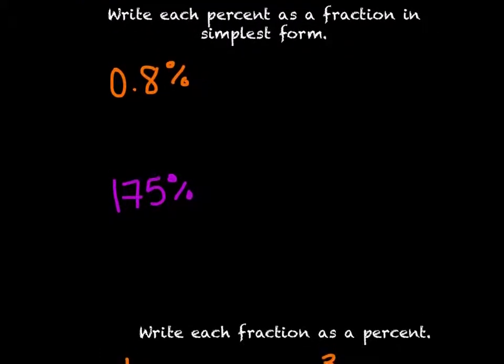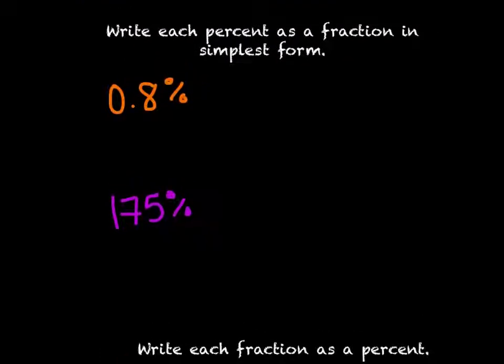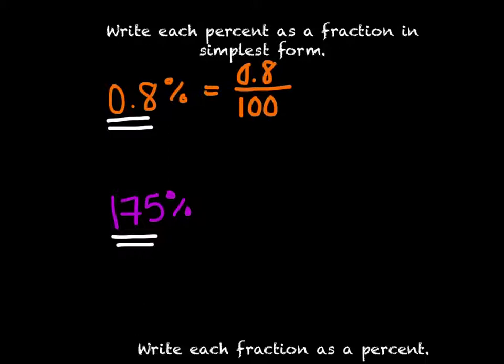We need to be able to write a percent as a fraction in simplest form with other sorts of percents. In this case, we have 0.8% and 175%. So based on our same concept of a percent being a number out of 100, we can say 0.8 out of 100 is our equivalent fraction. However, we can also see that there is a decimal there, and that decimal is not going to work out for us.